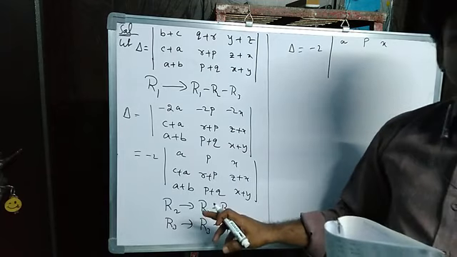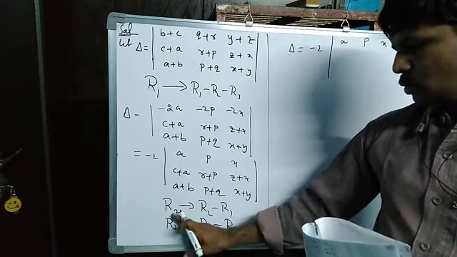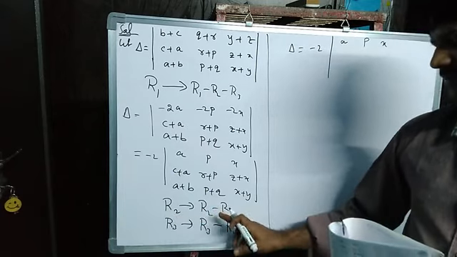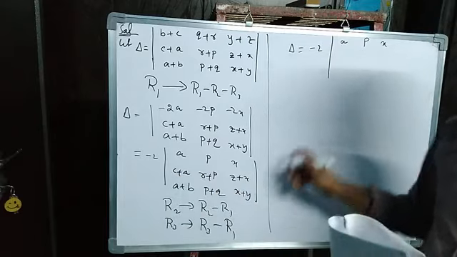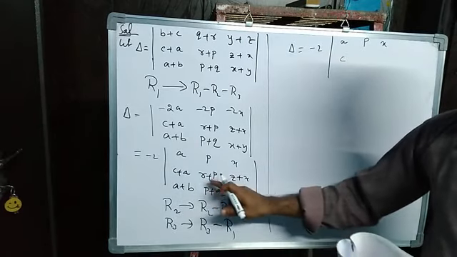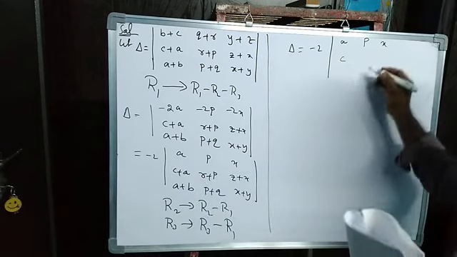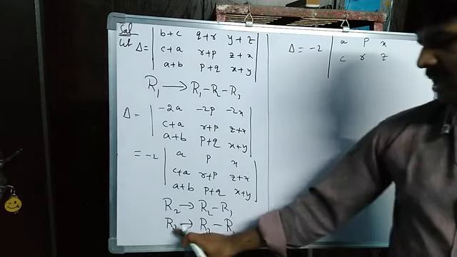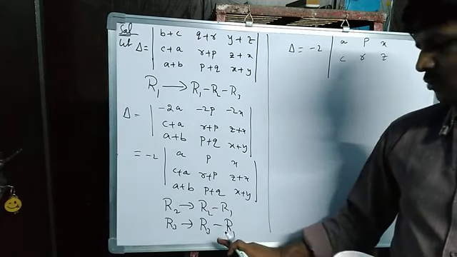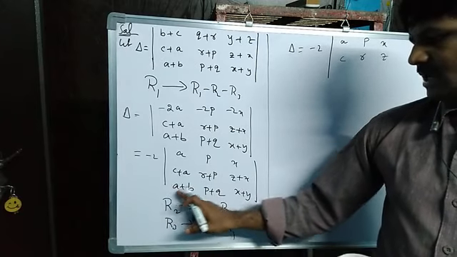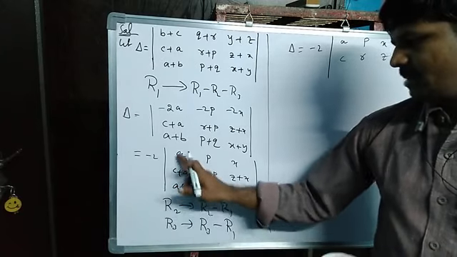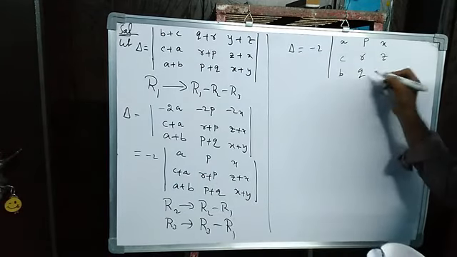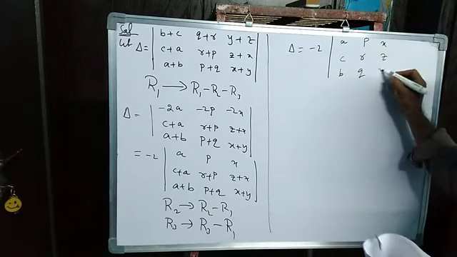Like that you have to subtract. R2 changes to R2 minus R1. In the place of R2, what do you have to write? R2 minus R1. R2 means C plus A, C plus A minus A, C. Here P plus Q. R plus P minus P, R. Here Z plus X minus X, Z. Same, R3 changes to R3 minus R1. So what is R3 here? A plus B, A plus B minus A, B. P plus Q minus P, Q. X plus Y minus X, Y.